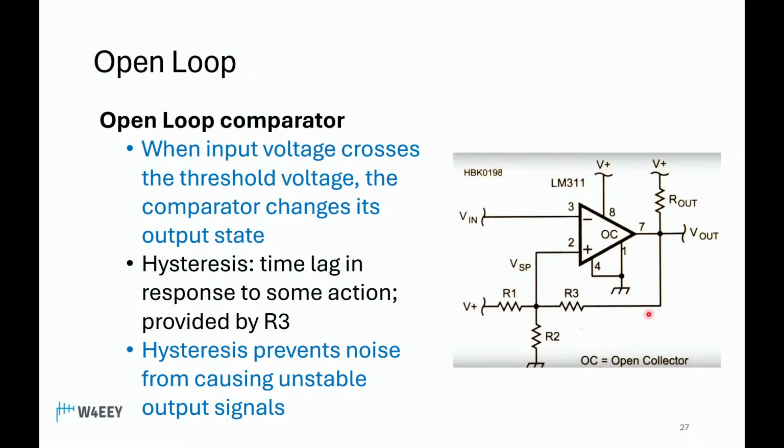So that's the concept. The things that we need to know for the pool: when we cross the threshold voltage, the comparator changes its output state. And hysteresis prevents noise, like in the air conditioner example, the thing switching on and off more rapidly than you'd like would be equivalent to the noise. Hysteresis prevents noise from causing unstable output signals, or rapidly fluctuating output signals.